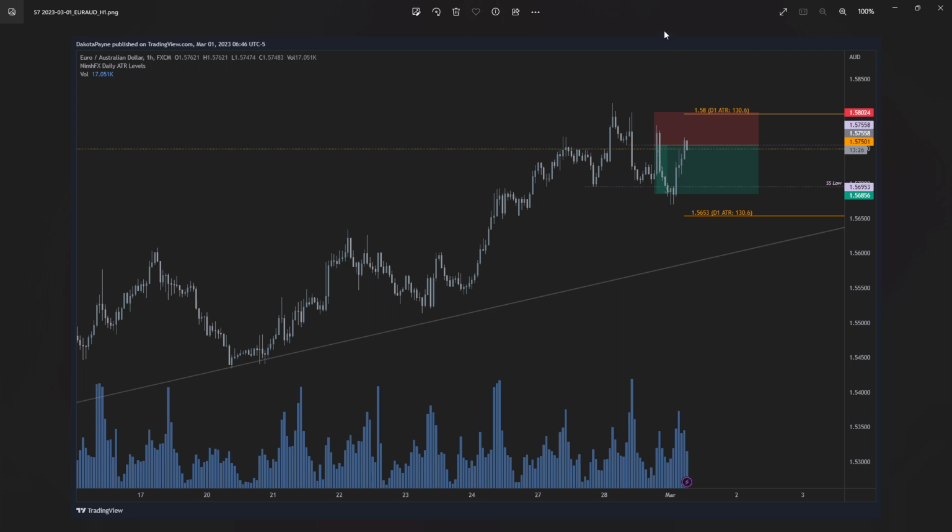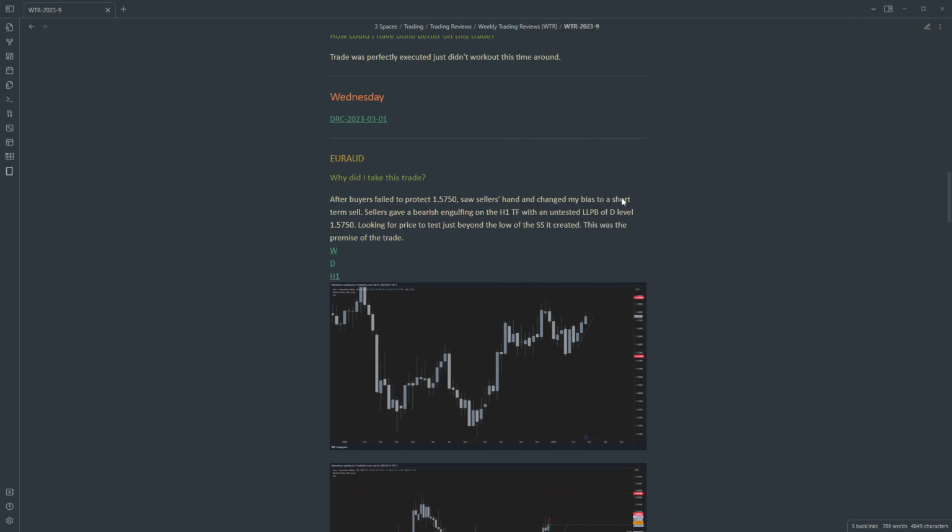Next position I took here, Euro AUD. After buyers failed to protect 1.5750, I saw sellers' hand and changed my bias to short-term sell. Sellers gave a bearish engulfing on the hourly time frame with an untested last low pre-break of daily level 1.5750, looking for price to test just beyond the low of the shooting star it created. This was the premise of the trade.